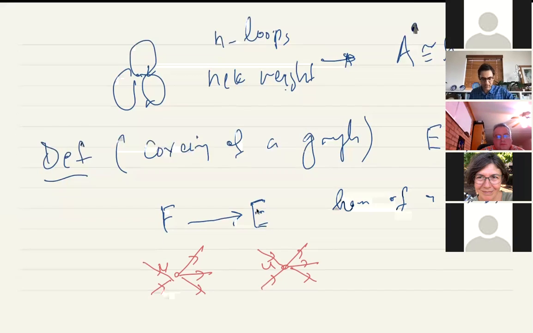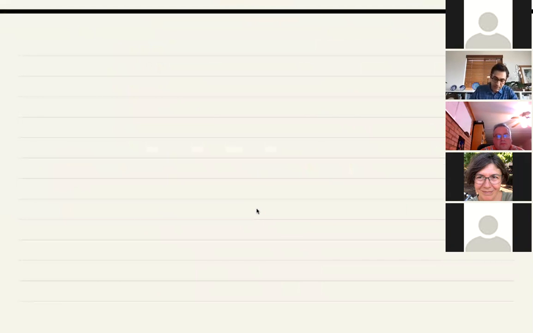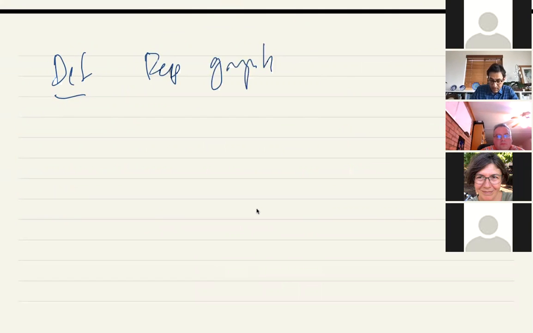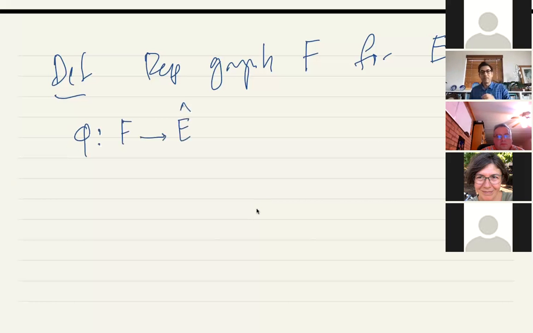So remember this. Now the construction of representation graph F for E. And I'm going to do this in one go for weighted graphs. But then if you are not comfortable, just think of a usual graph. Again, you get some notion. Okay, so you have a homomorphism of graph from F, so this F is a representation, to E bar. Remember, E bar means that if E has weight 3, E bar is E1, E2, E3. So you get all that.